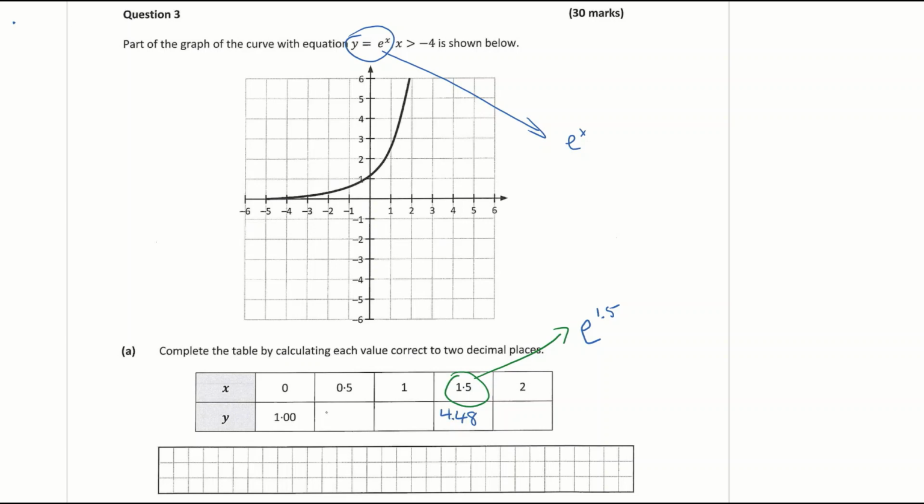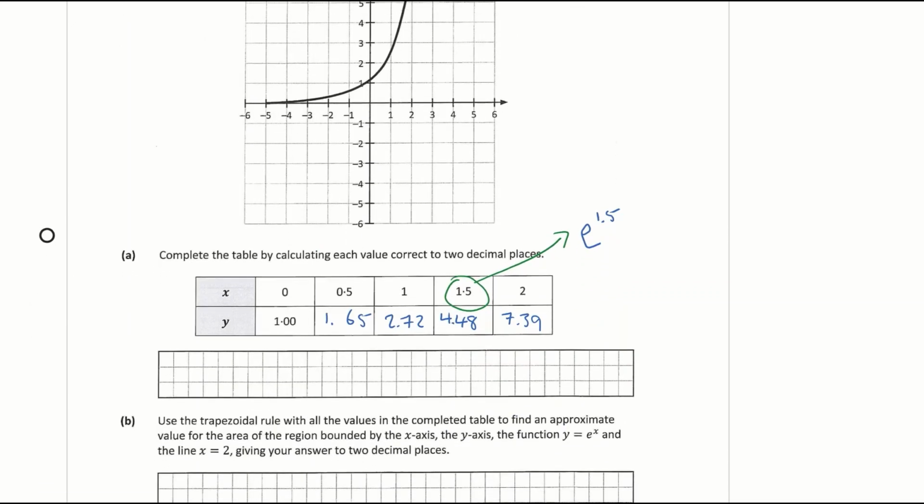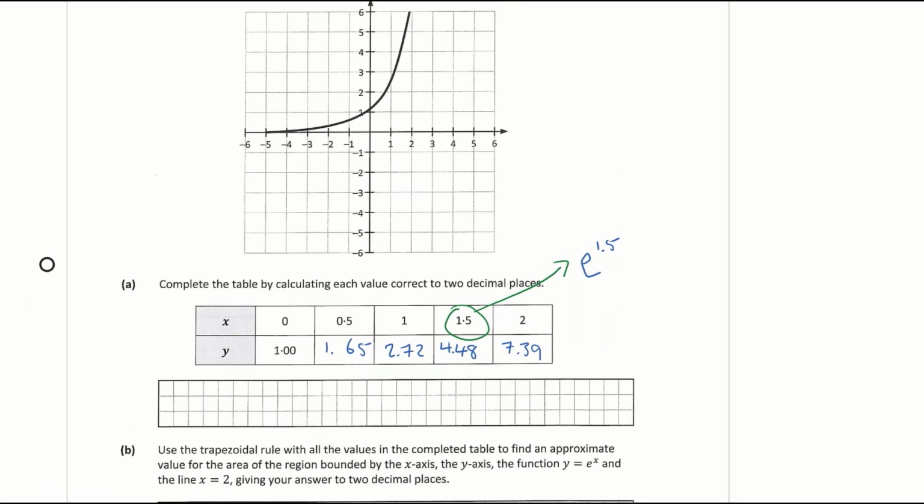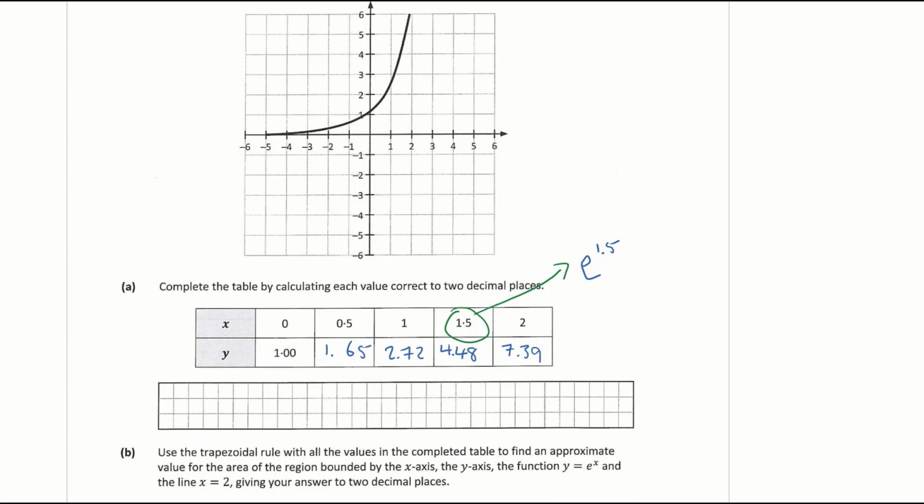So if I fill in the rest of them, e to the power of a half is 1.65, e to the power of 1 is 2.72, and e to the power of 2 is 7.39. That's all they've wanted us to do there on part A. As we look at part B now, they want us to basically get the area of the curve. So it's asking us to use the trapezoidal rule.